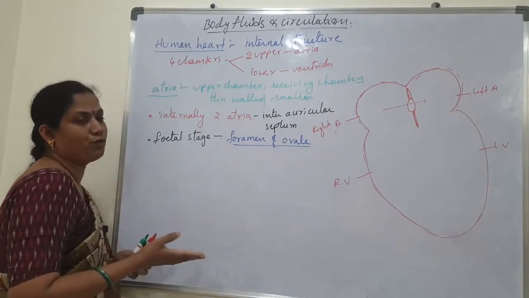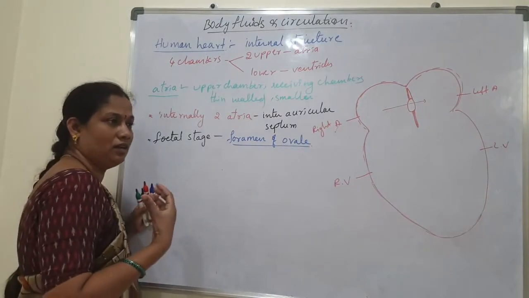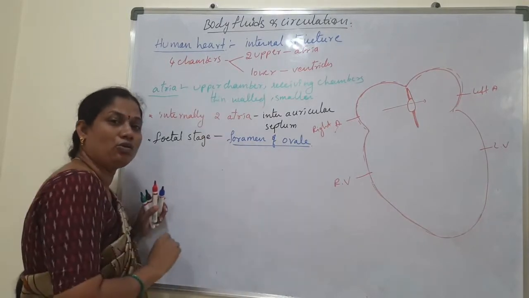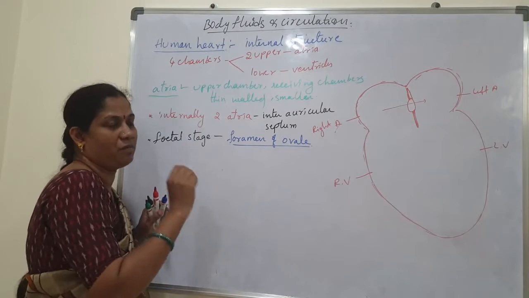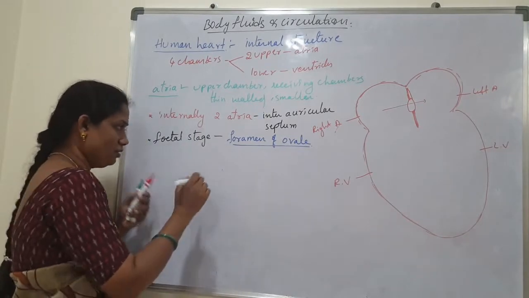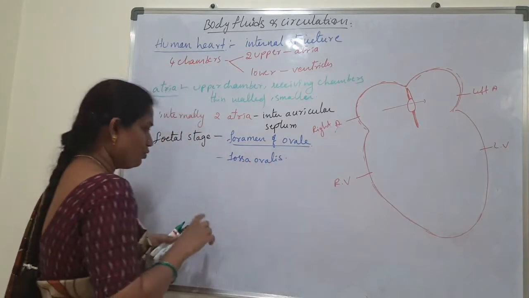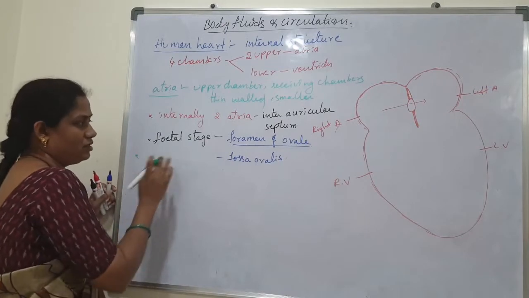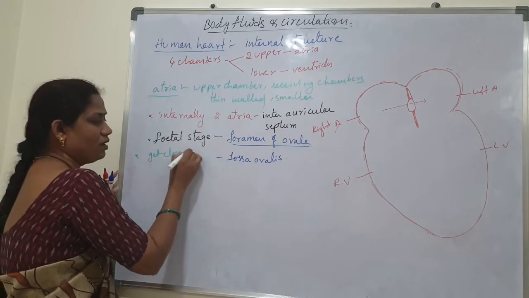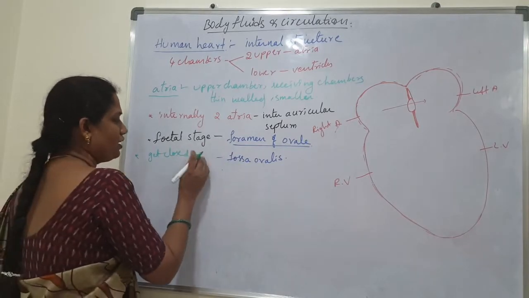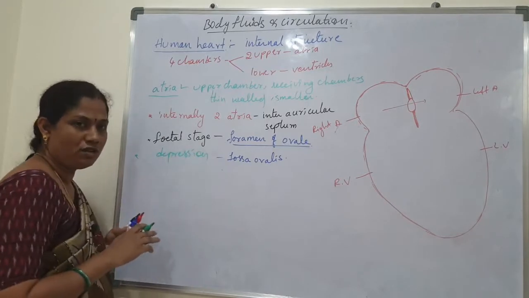Next, just before birth, when the lungs become functional, this pore gets closed. After that it forms a depression or a patch-like structure. That patch is called the fossa ovalis. Fossa ovalis means just a depression.